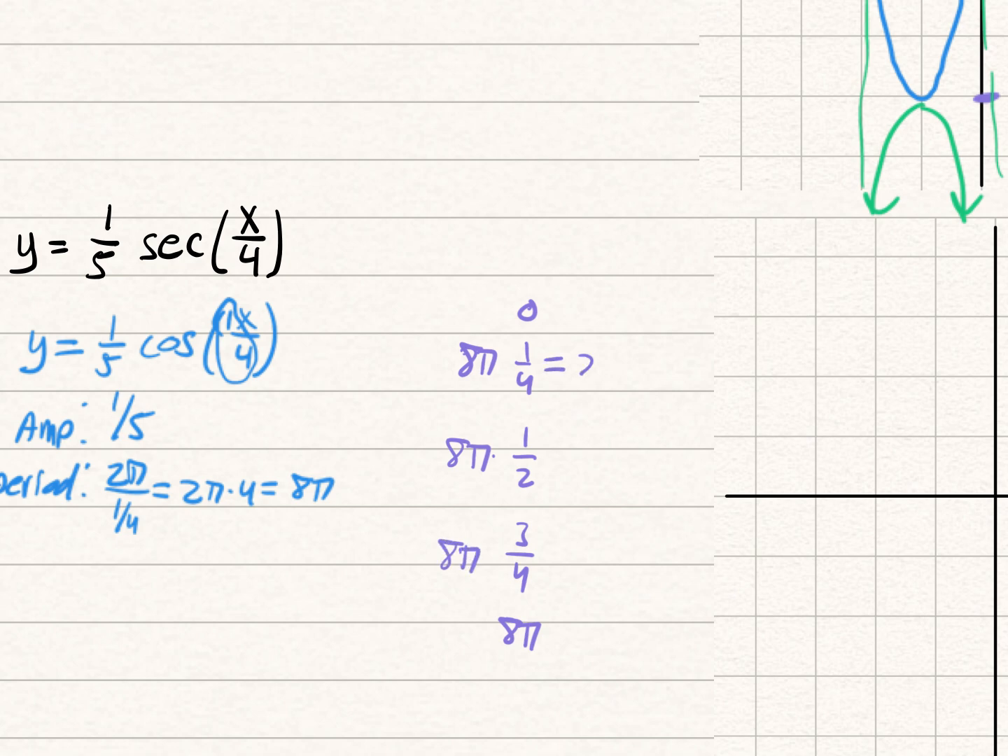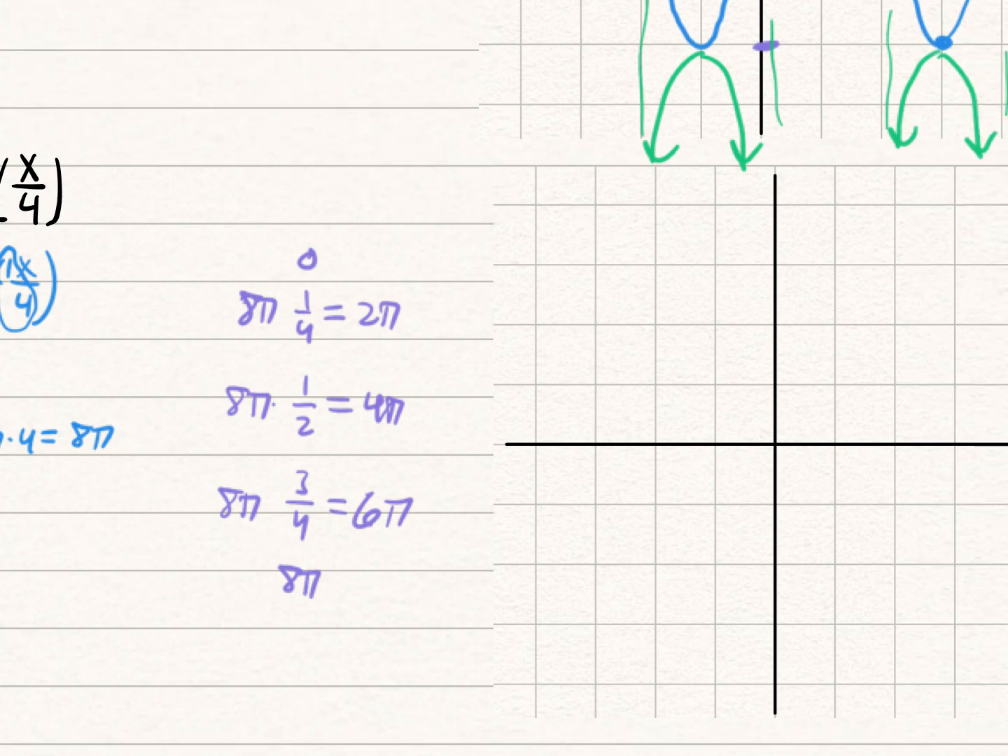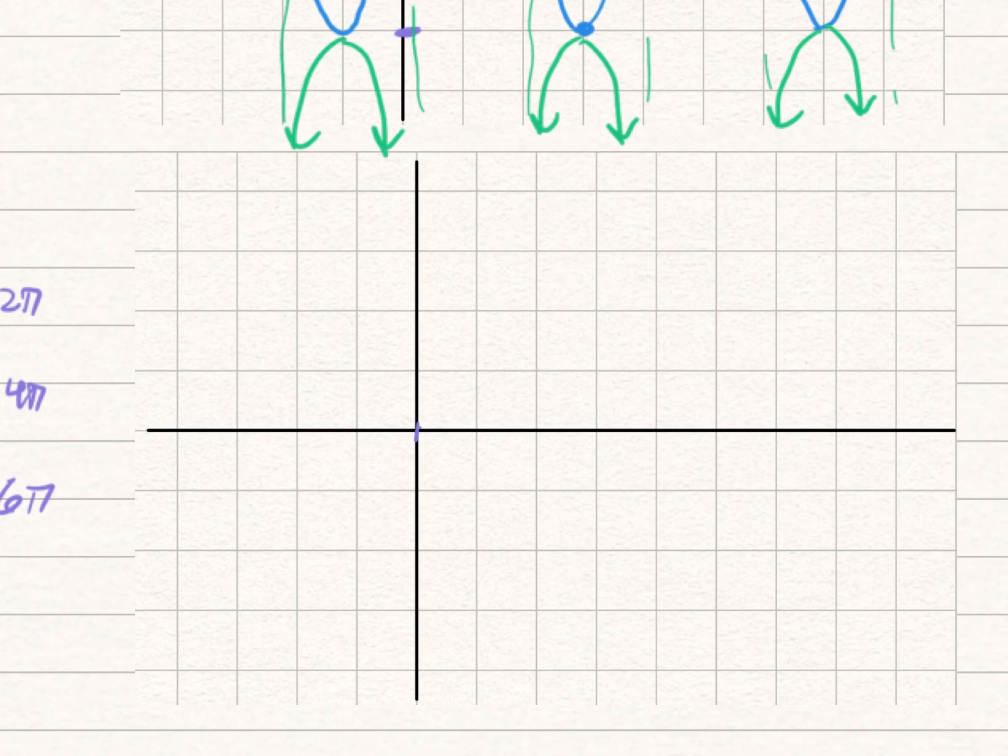8 pi times 1/4 is going to get me 2 pi. 8 pi times 1/2 is going to get me 4 pi. And 8 pi times 3/4 is going to get me 6 pi. All right, so I'm going to go ahead and label these on the graph. So 0.